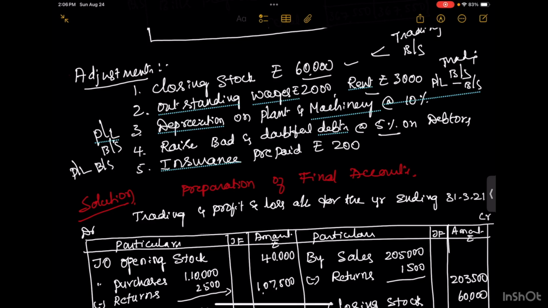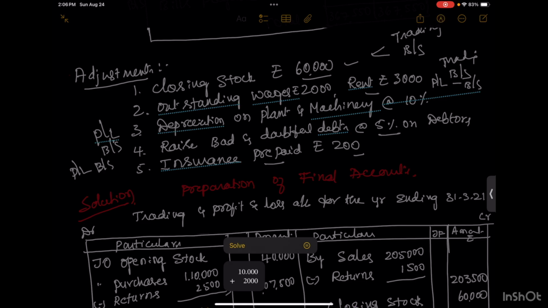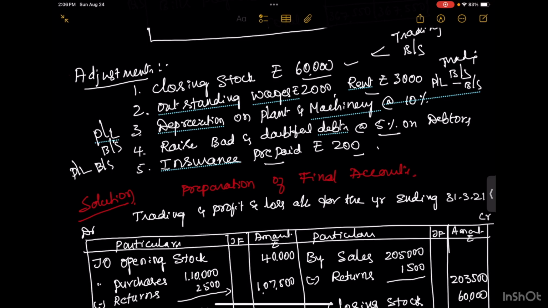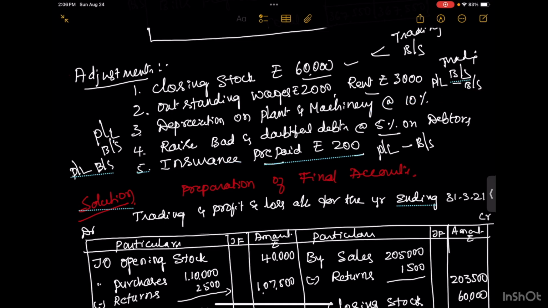Okay, insurance prepaid. Prepaid means it is an advance payment. As it is an advance, we have to treat it as an asset. So one adjustment is to be done in the P&L account, and it is to be recorded as an asset in the balance sheet. Okay, so likewise all these things are recorded twice.